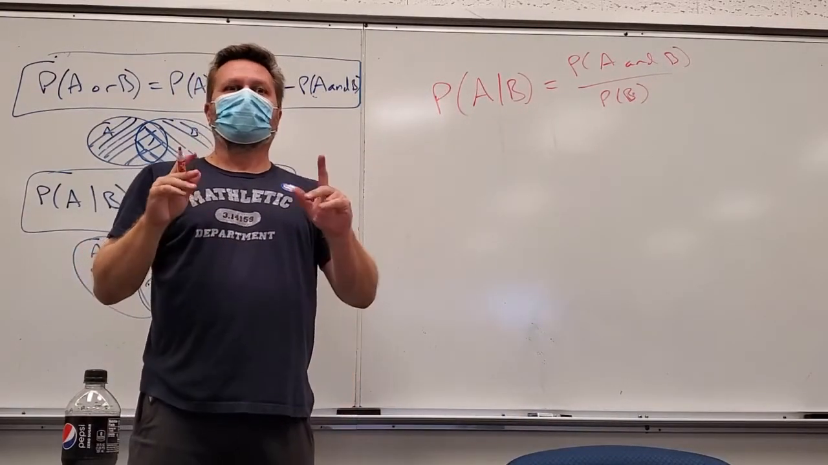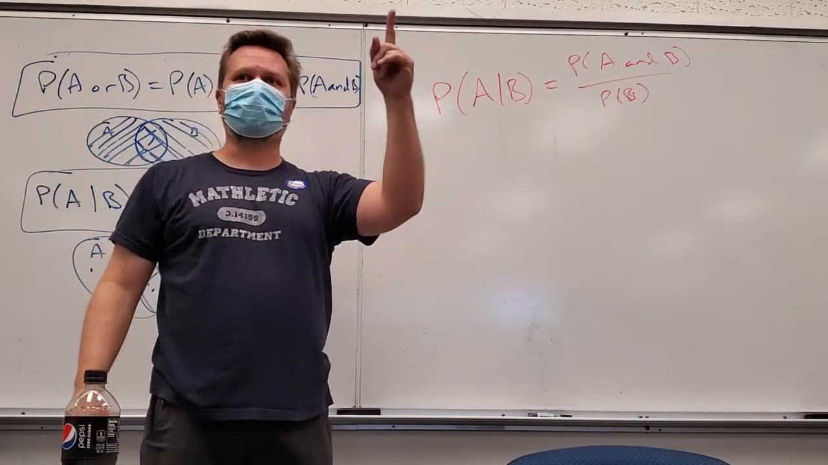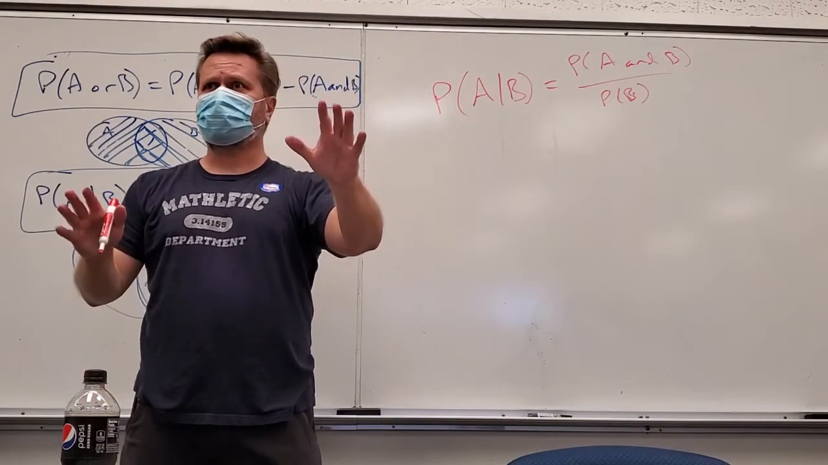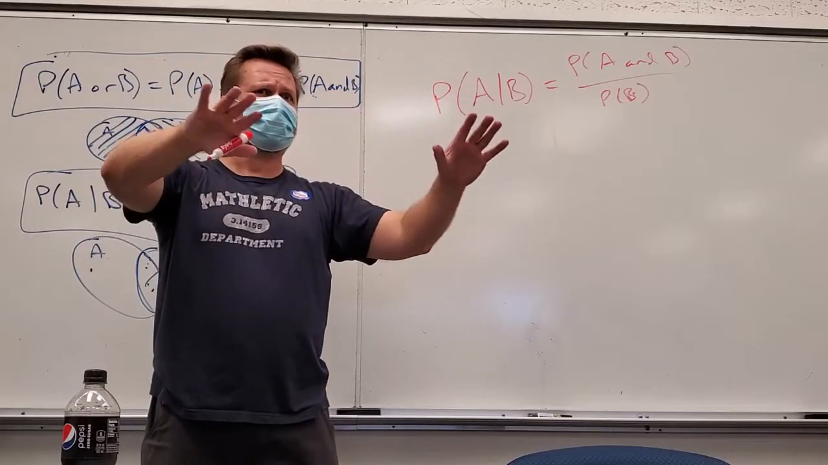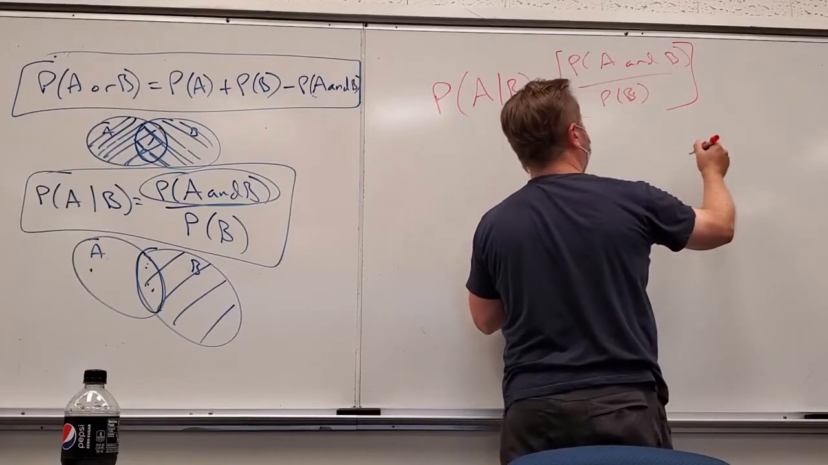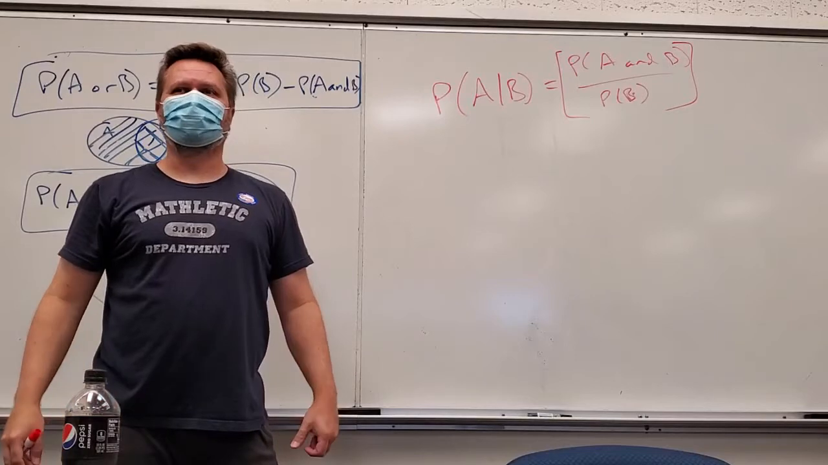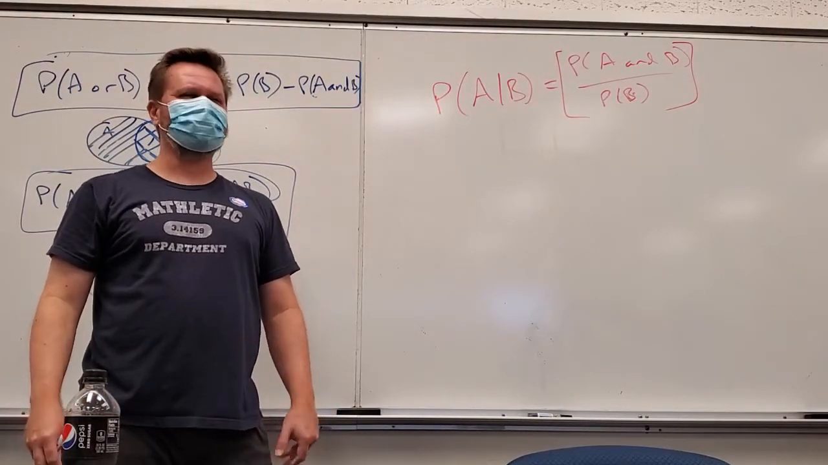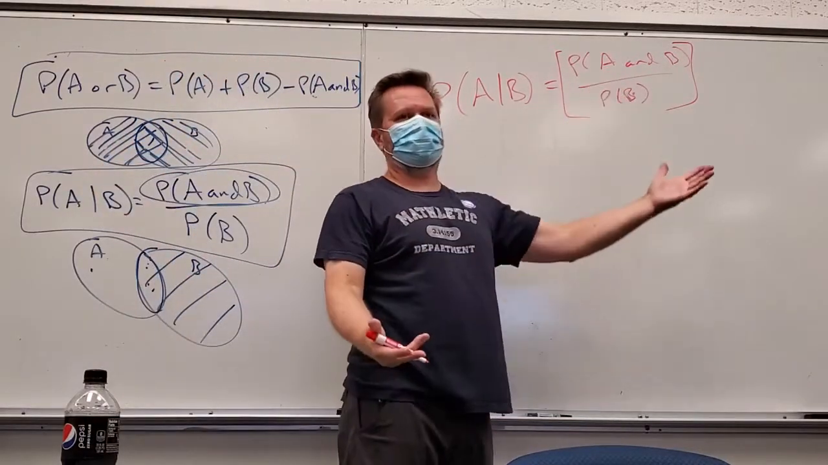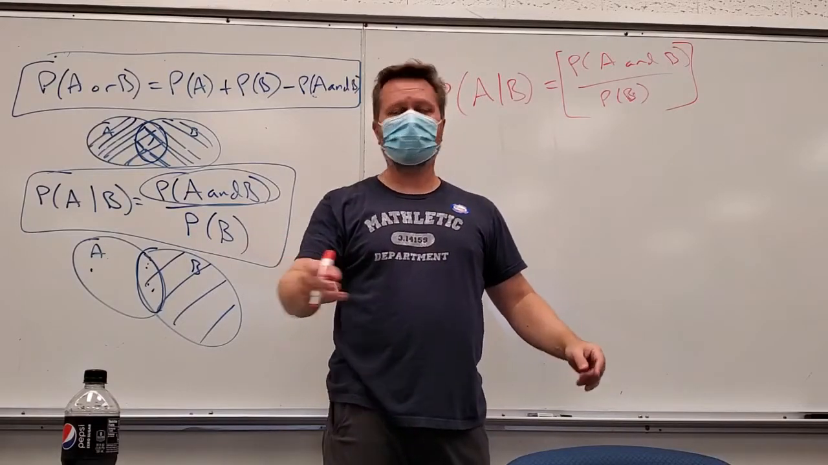Okay. How do I solve that for the probability of A and B? It's just one thing I've got to do. Multiply. Right? Is everybody with me? So if I multiply both sides by what? What do I multiply by to get the and piece by itself? Probability of B. Yeah, I multiply by the probability of B.